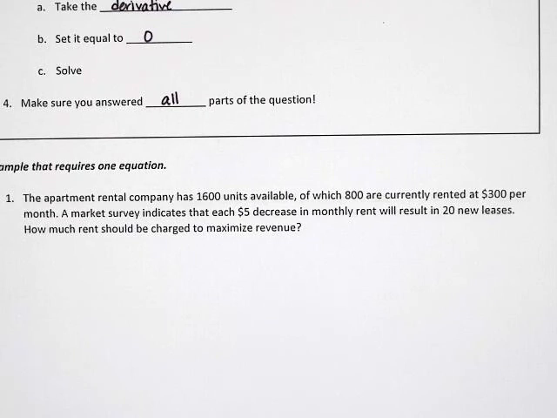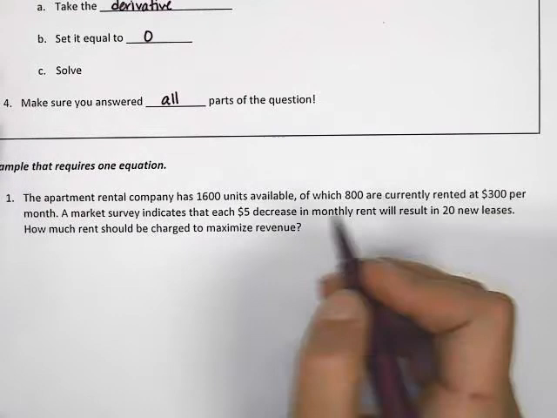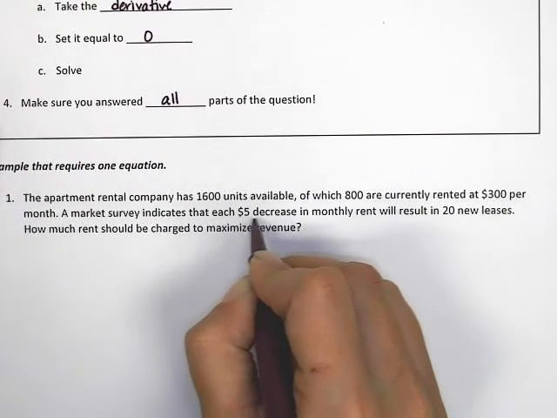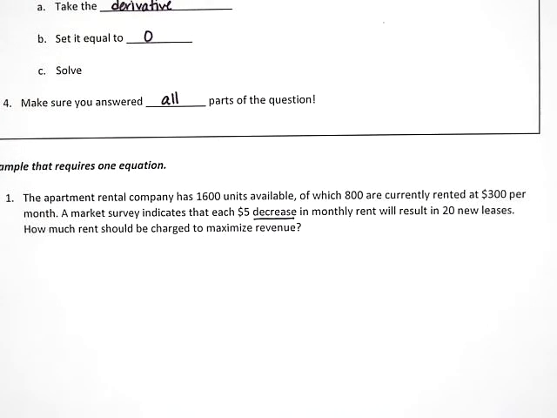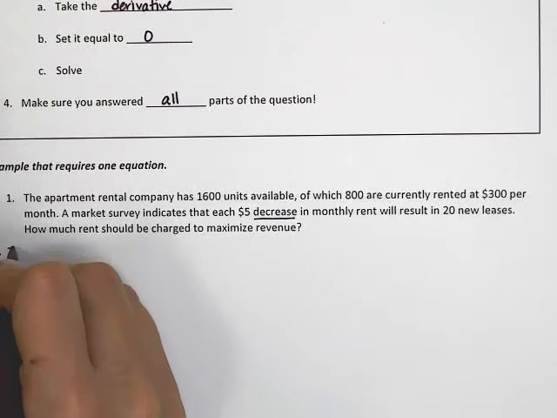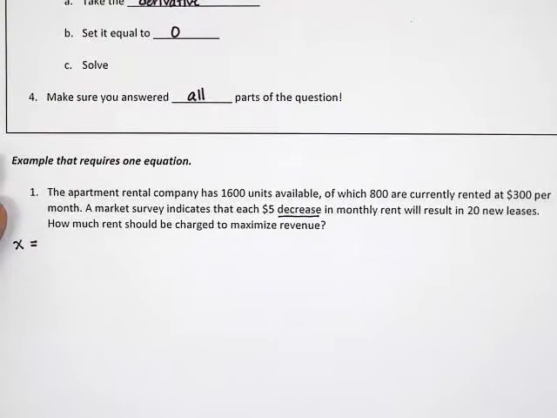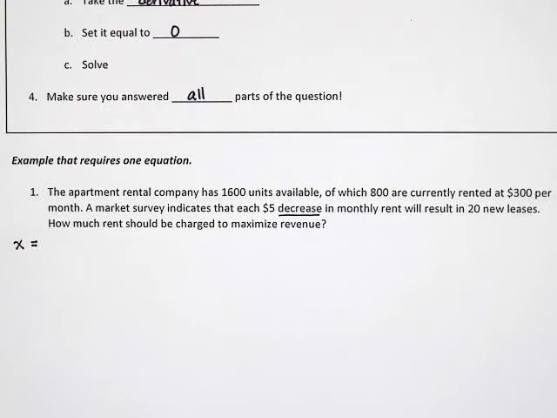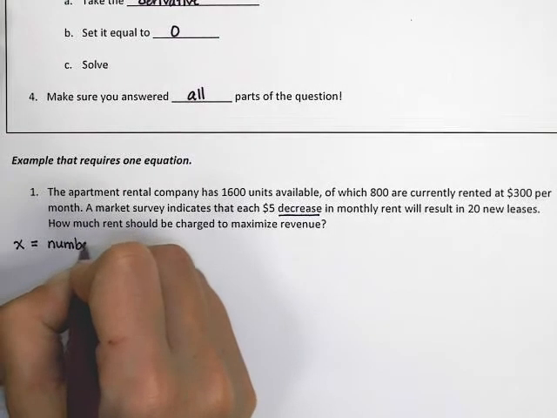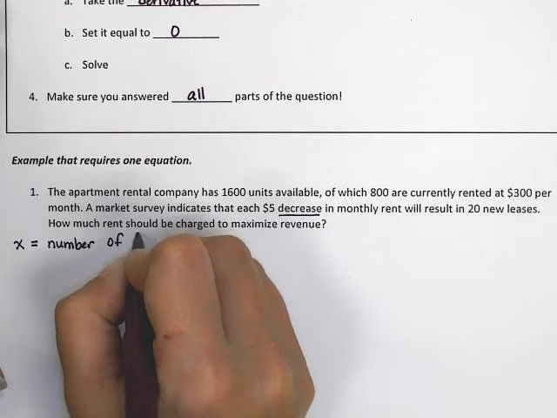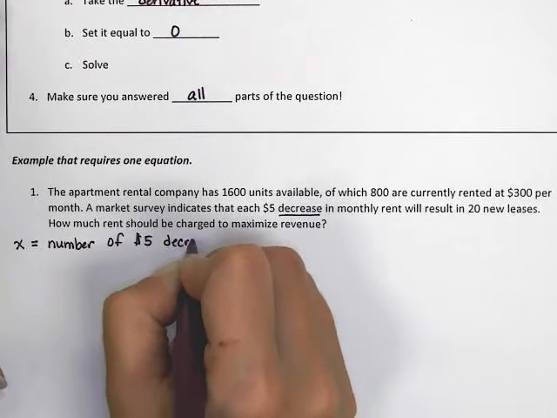So as I read this problem, I'm realizing that the thing that we're going to change is how many increases, or how many decreases, we're going to make. So it says that for every $5 decrease in monthly rent, we get 20 new leases. The first thing I'm going to do is write down what X stands for, because at the end of the problem, we're going to need to make sure we answered the question. And so sometimes the answer is not just as simple as finding X. In this problem, X is going to stand for the number of $5 decreases that we're going to make.